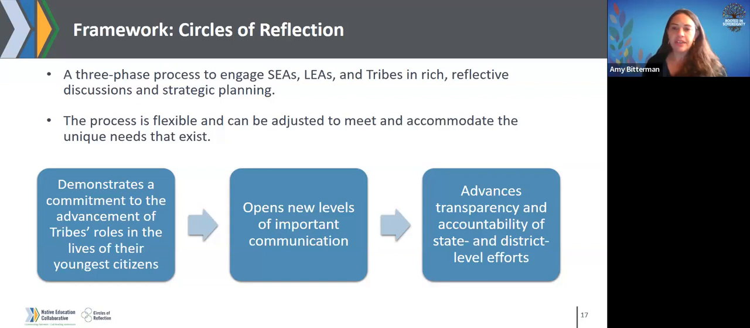Some of the benefits we have seen from going through this process include that it can help advance the tribe's role in the lives of Native students, and it opens up communication lines that have often been challenged, where there hasn't been a lot of communication in the past, or it's been more fraught. So this is really trying to bridge some of those gaps, and also show that there's some transparency and accountability in terms of what the state and the districts are doing for Native students.